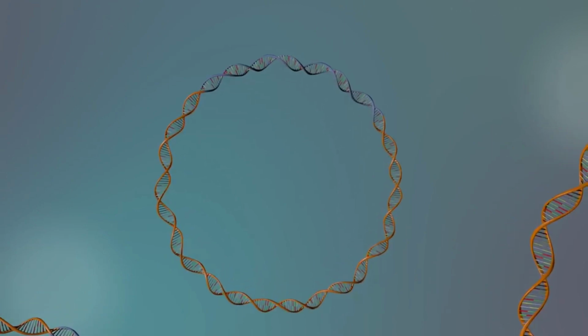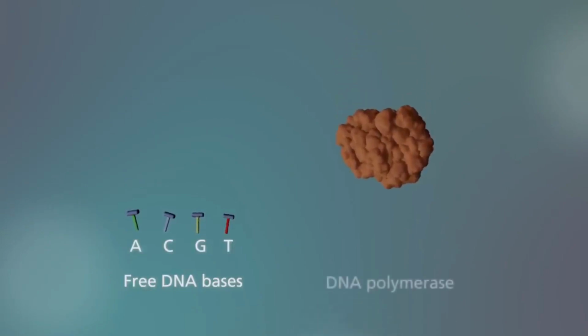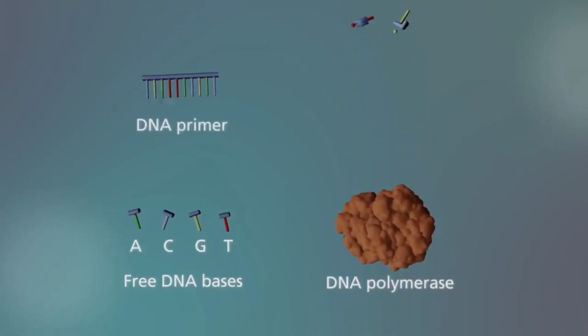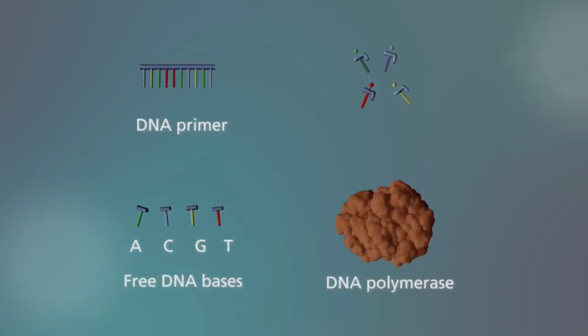A mixture of ingredients is added. These include free DNA bases A, C, G, T, DNA polymerase enzyme, and DNA primers. Modified DNA bases labeled with coloured, fluorescent tags are also added. These are called terminator bases.